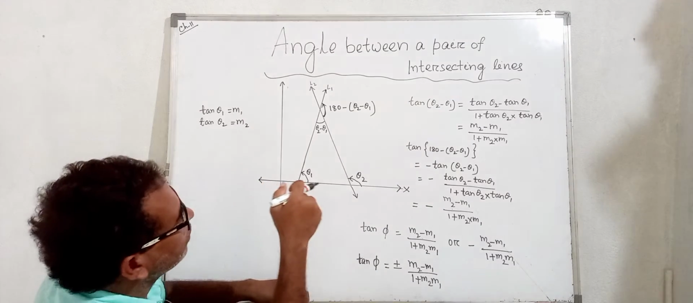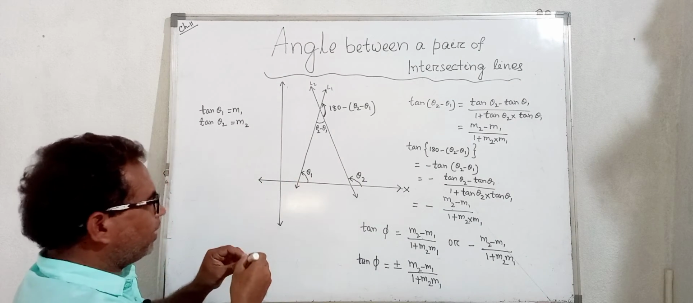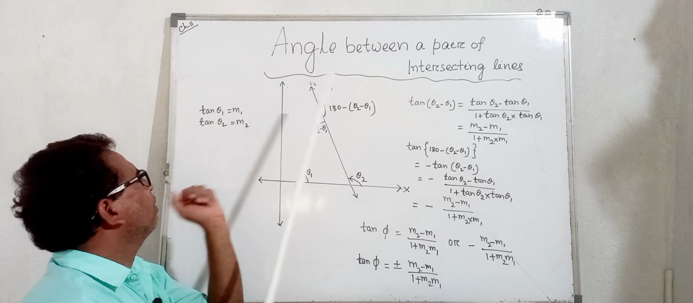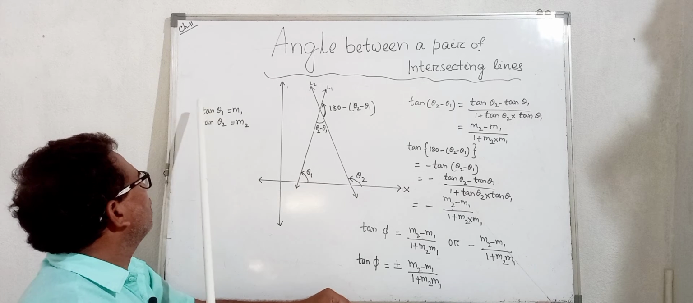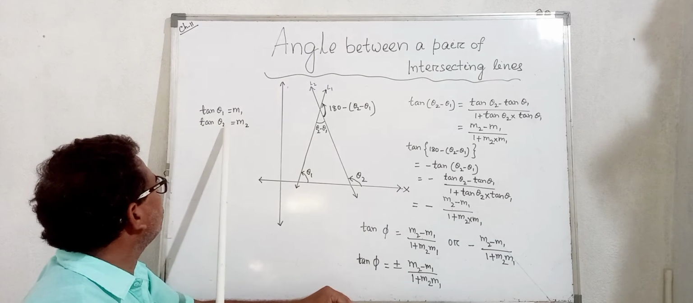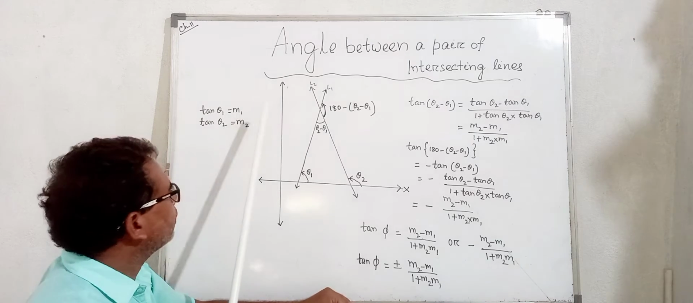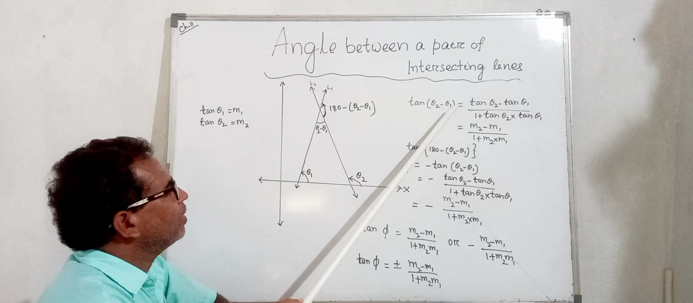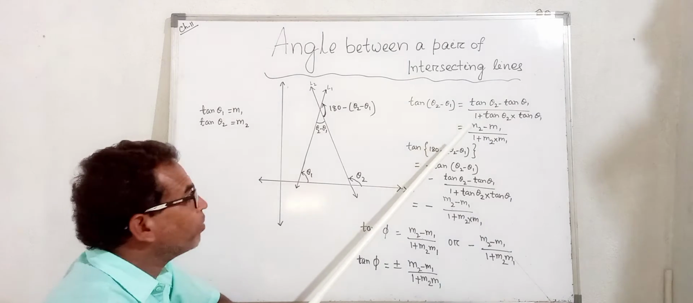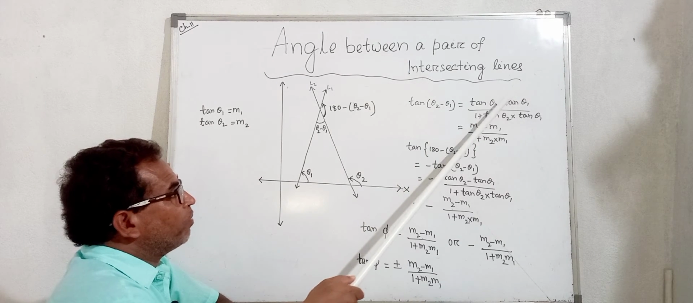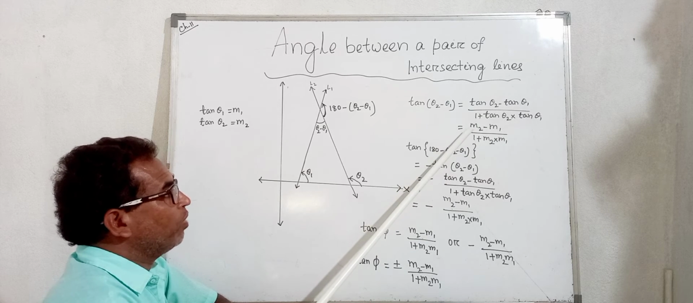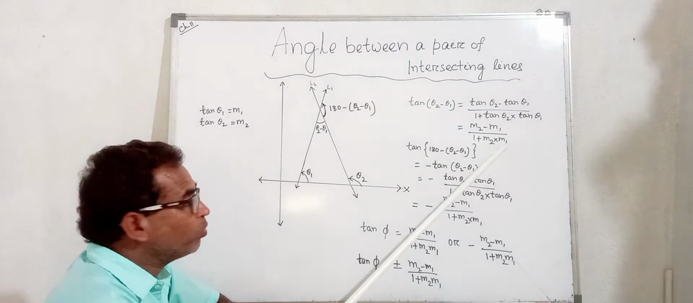Before going to this, tan theta 1 is equal to m1, say, and tan theta 2 is equal to m2, let's say. Now tan of (theta 2 minus theta 1), using the tan (a minus b) formula, is equal to (tan theta 2 minus tan theta 1) by (1 plus tan theta 2 into tan theta 1), that is equal to (m2 minus m1) by (1 plus m2 into m1).